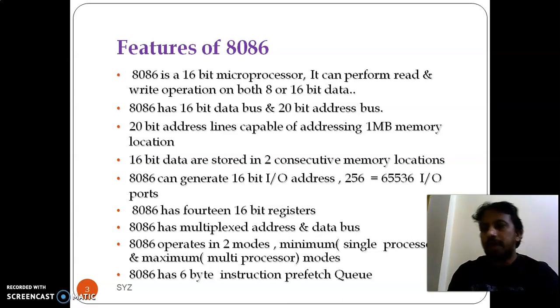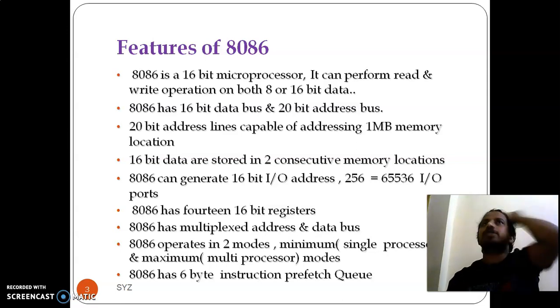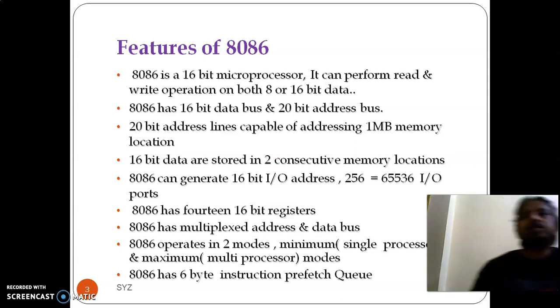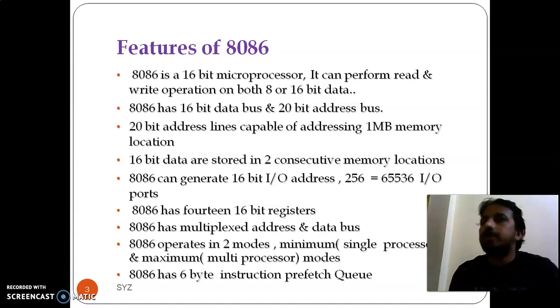A total of 14 16-bit registers are available in 8086. Out of those 14 registers, 4 registers, AX, BX, CX and DX, can also be used as 8-bit registers. AX can be used as AL and AH. Likewise, BX can be used as BL and BH, CX as CL and CH, and finally DX as DL and DH.